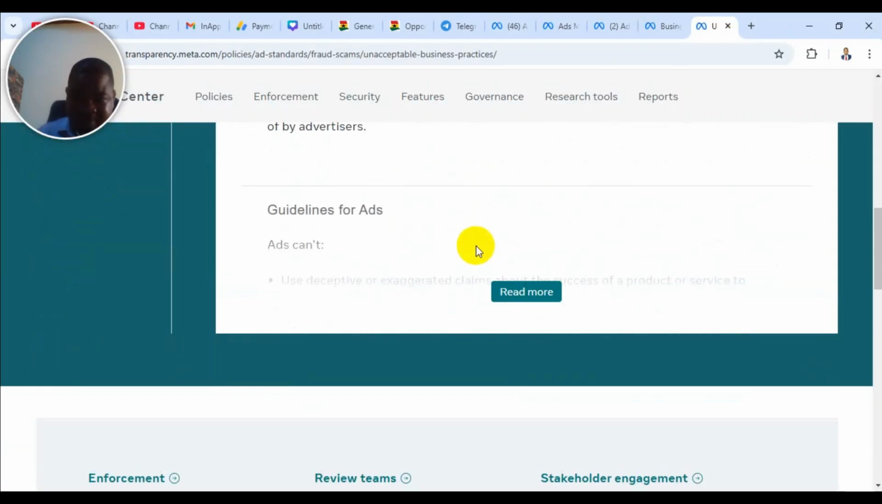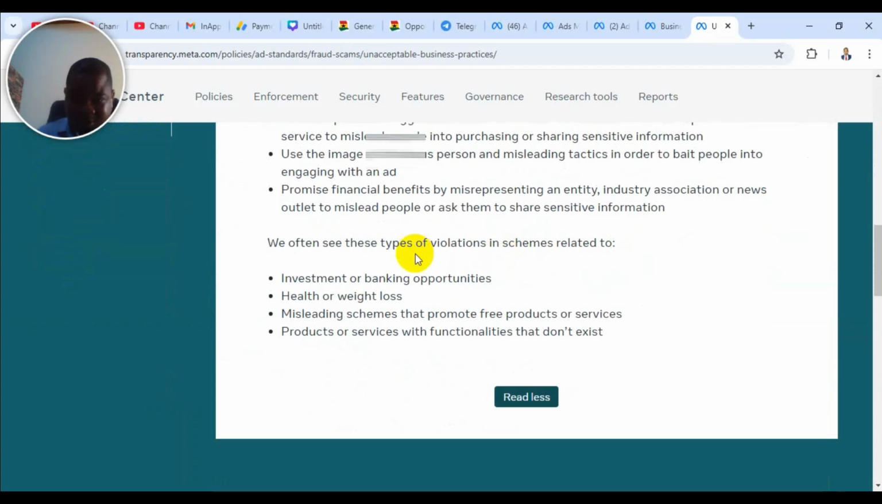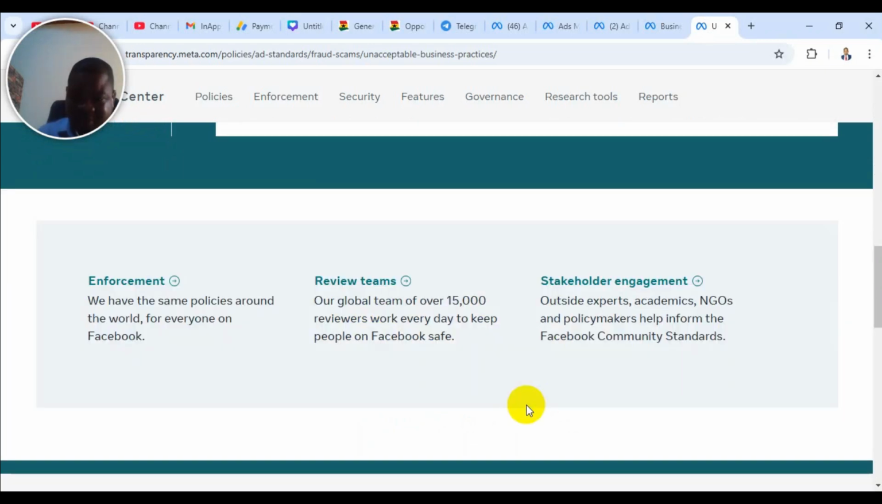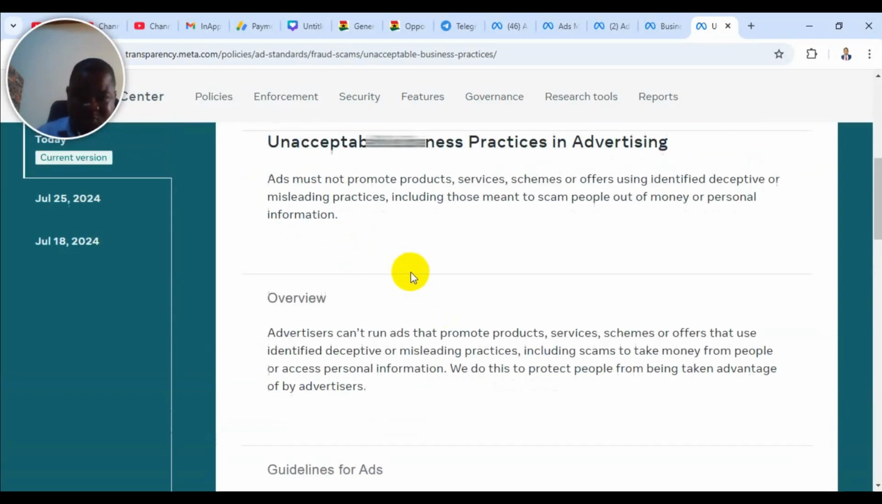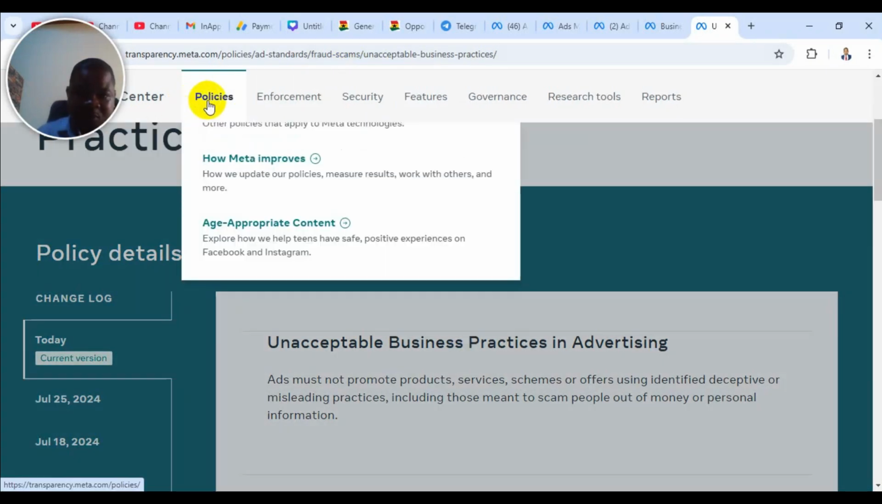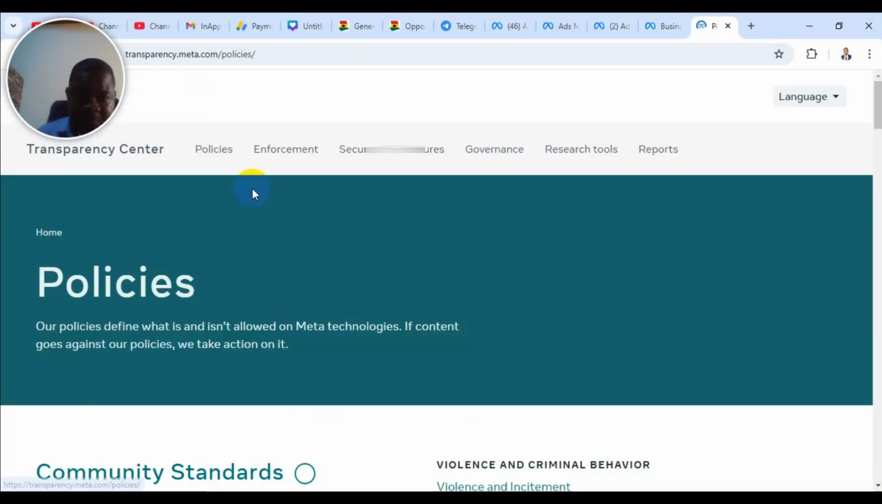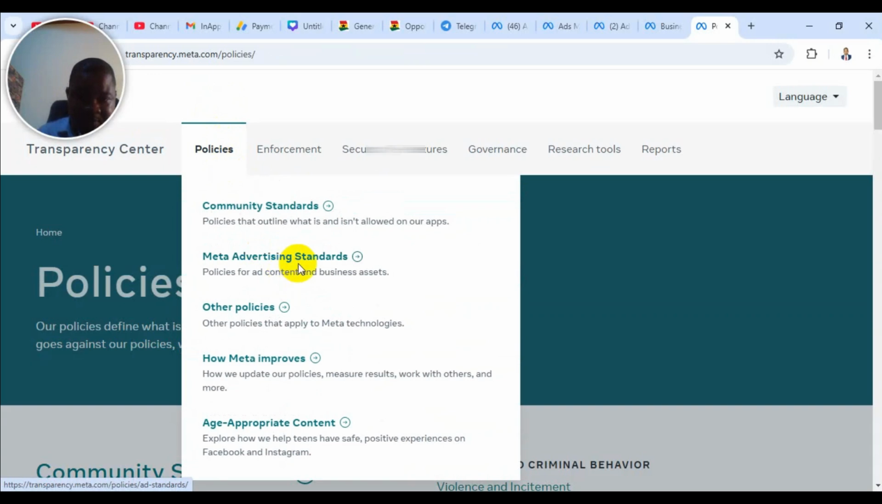So when you come here, you see investment or banking opportunities, health or weight loss, misleading schemes to promote free products. That is what the policy is talking about. And then I will still show you more about it here.